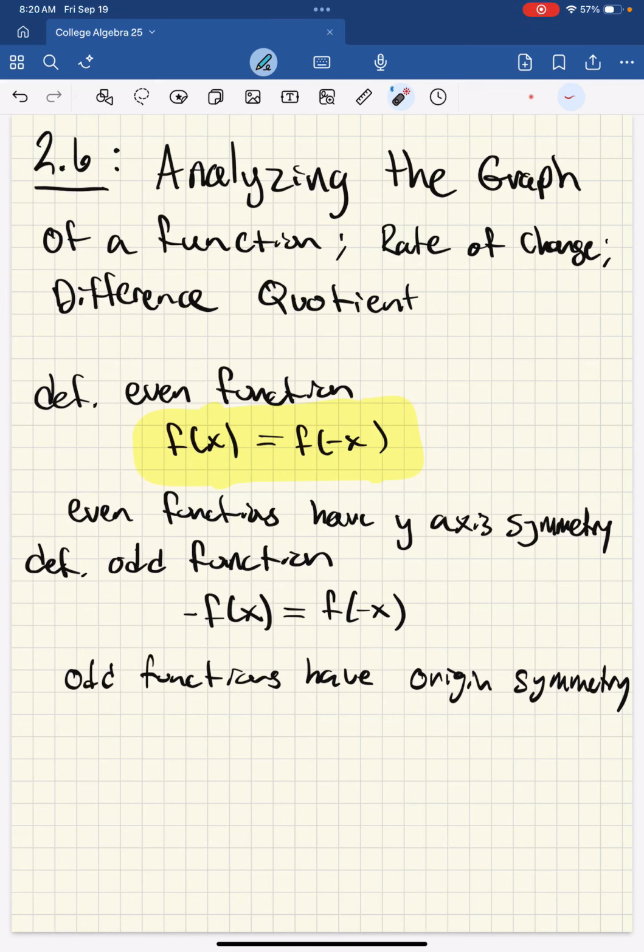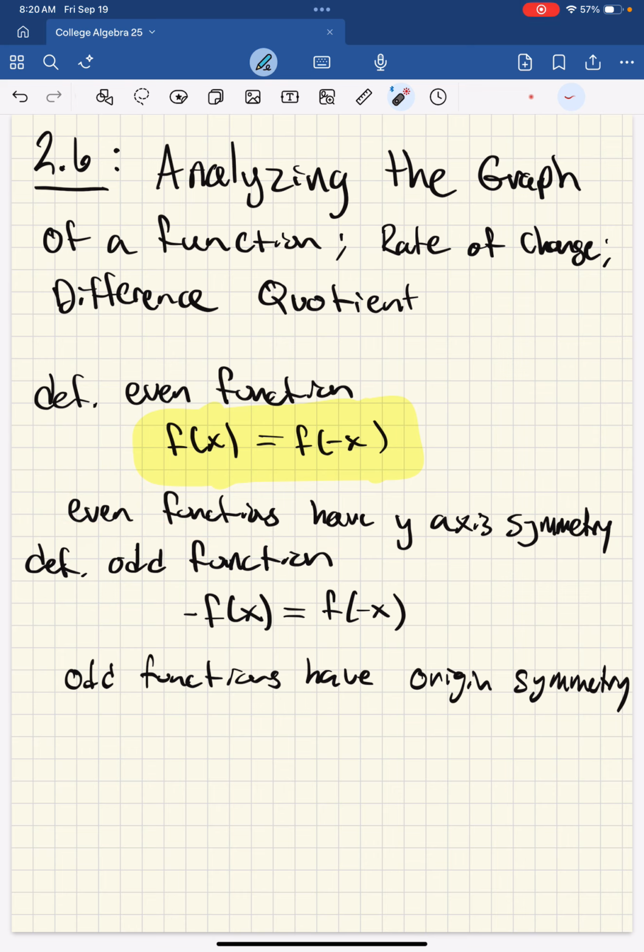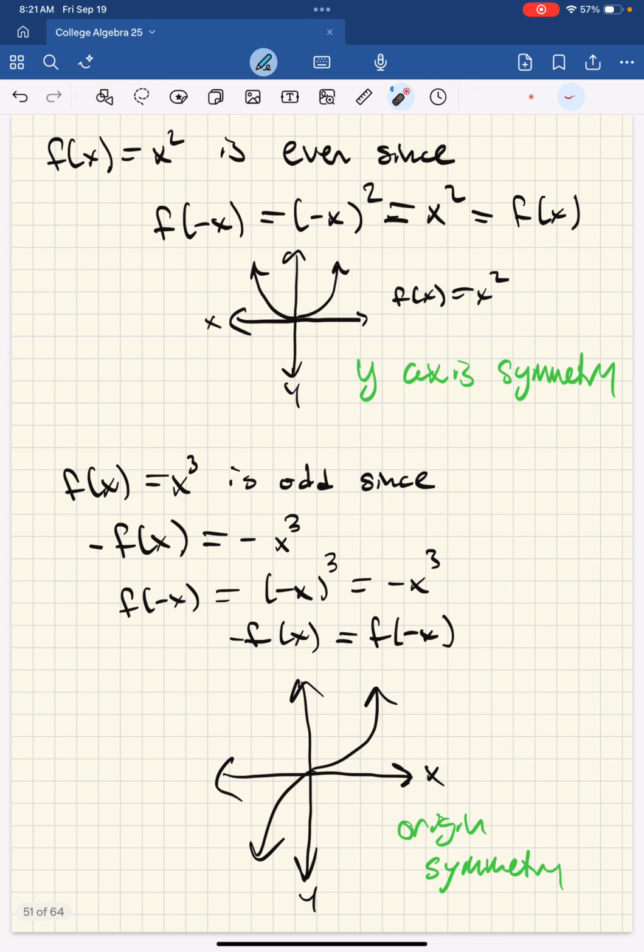2.6, analyzing the graph of a function, rate of change, difference quotient. Here's the definition of an even function, f of x equals f of negative x. Note that even functions have y-axis symmetry. The definition of an odd function is negative f of x equals f of negative x. So odd functions have origin symmetry.